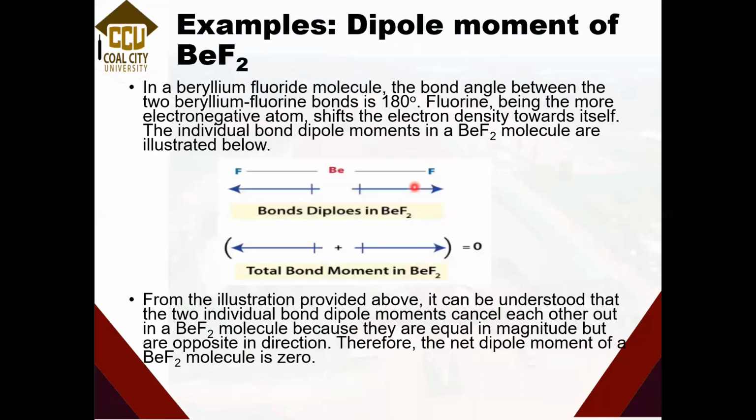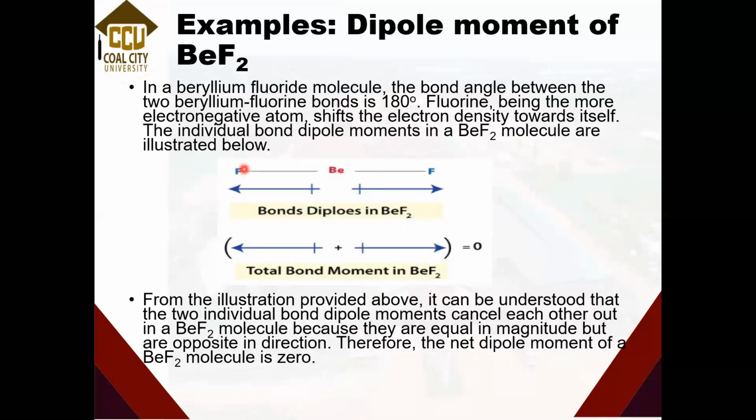Okay, now let's see an example. Dipole moment of beryllium difluoride. This is the structure of beryllium difluoride. Beryllium difluoride is a linear molecule. I will show you how to know the structure of a molecule, because it is very, very important for you to know the structure in order for you to be able to determine the dipole moment. If you don't know the structure, you cannot determine what the dipole moment of beryllium difluoride will be.